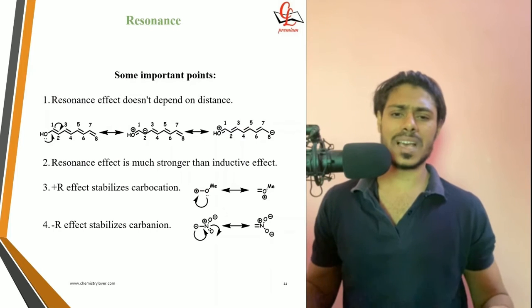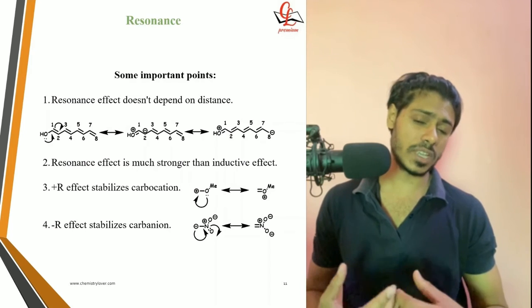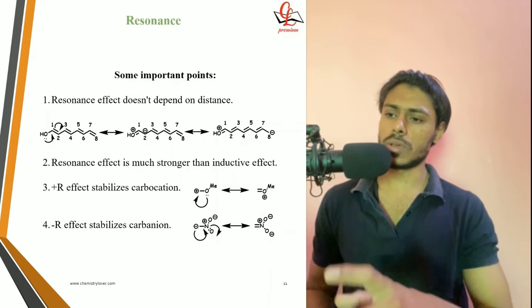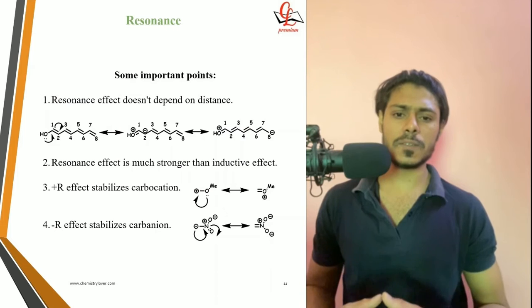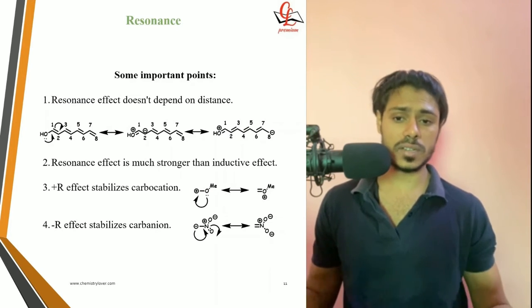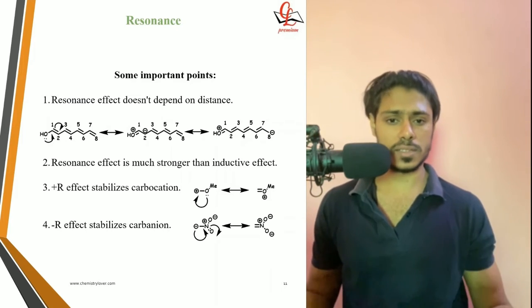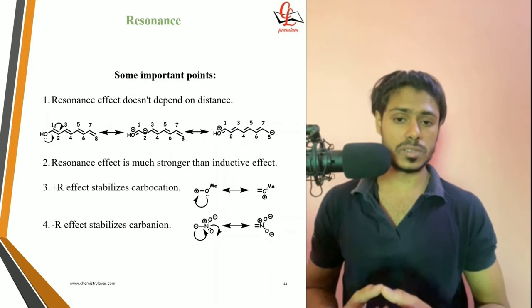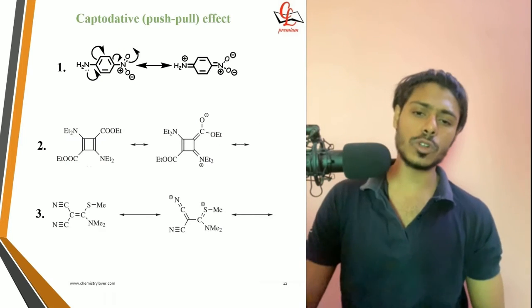The third point is, because plus R effect pushes electron into the system, it will stabilize electron deficient centers like carbocation. In this case the OMe group is stabilizing the adjacent positive center. Similarly, minus R effect, because it pulls electron from the system, will stabilize a negatively charged center. In this case the nitro group is stabilizing the adjacent anion center. So these are the important points about resonance effect. Now our next topic is captodative effect or push-pull effect.